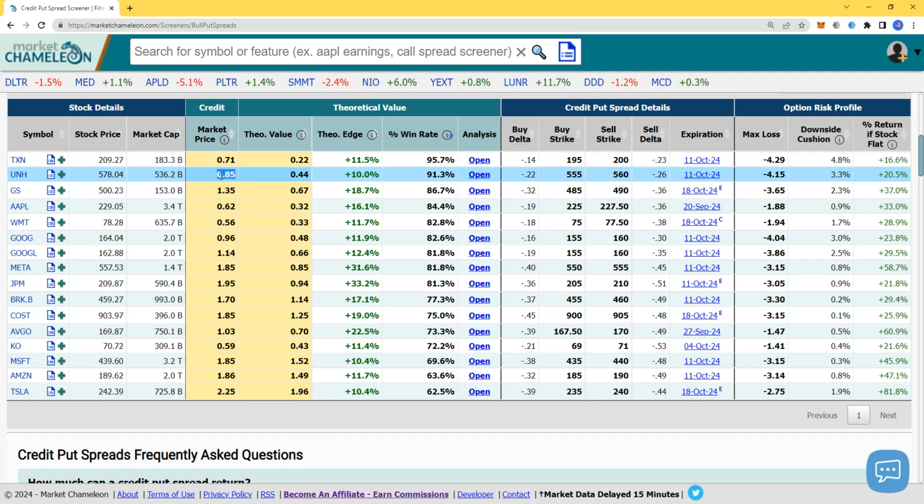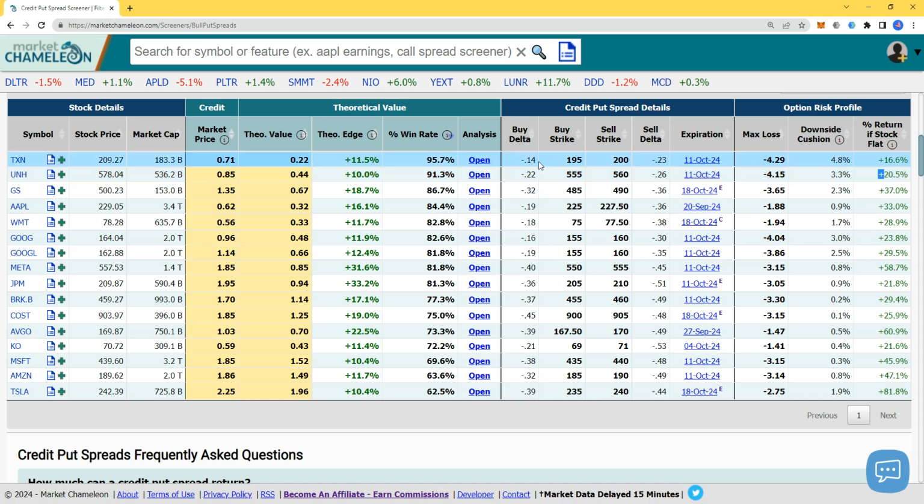And for this thing, you are collecting $85 compared to $45. That's double the price of the income. 10% theoretical edge, 91.3% historical win rate. You got 3.3% downside cushion for United Health Group to go down. And if nothing happens, you made 20% yield on your money. Beautiful stuff, non-stop, beautiful stuff.